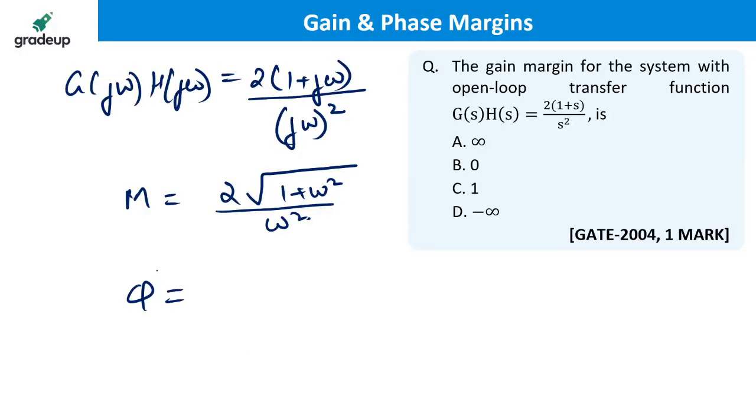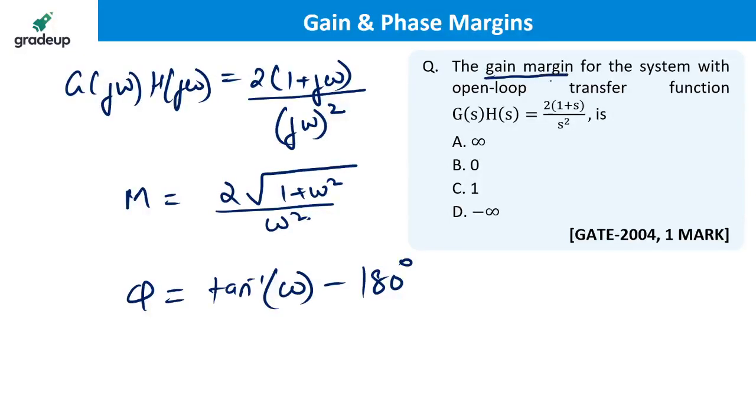Okay. Again, remember that gain margin is 1 upon magnitude. Don't say the magnitude as the answer. Gain margin is 1 upon magnitude. Phase is twice of... now 1 plus j omega, so phase is tan inverse omega. In the denominator, j omega comes 2 times, so 90 coming 2 times, so minus 180 degrees.